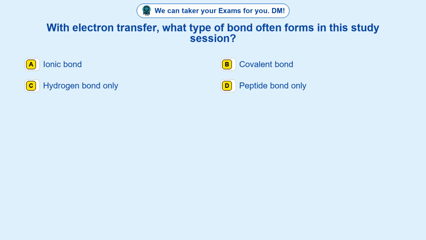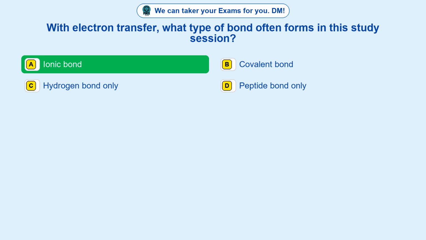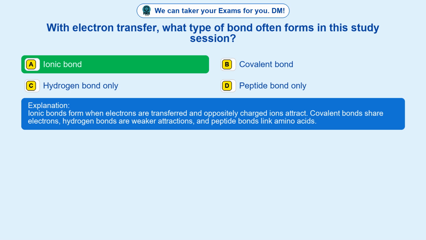Question 33. With electron transfer, what type of bond often forms in this study session? Option A, ionic bond. Option B, covalent bond. Option C, hydrogen bond only. Option D, peptide bond only. The correct answer is option A, ionic bond. Ionic bonds form when electrons are transferred and oppositely charged ions attract. Covalent bonds share electrons, hydrogen bonds are weaker attractions, and peptide bonds link amino acids.